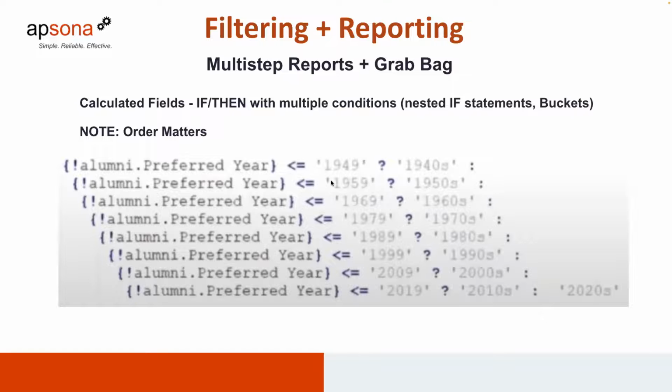Then we're going to ask, is it on or before 1959? Then we're going to show 1950s. And so you'll note that something can be on or before 1959 and 1949. So it's satisfying both of these, but because of the order that we're asking, we're going to basically just return the result when it meets a true and then stop. And so for a record that has 1965, the first two rows are going to be false, the last row is 1965 on or before 1969. Yes, then I'm going to show 1960s, and I'm not going to look at the rest of these. So order can impact the result of your calculated field.